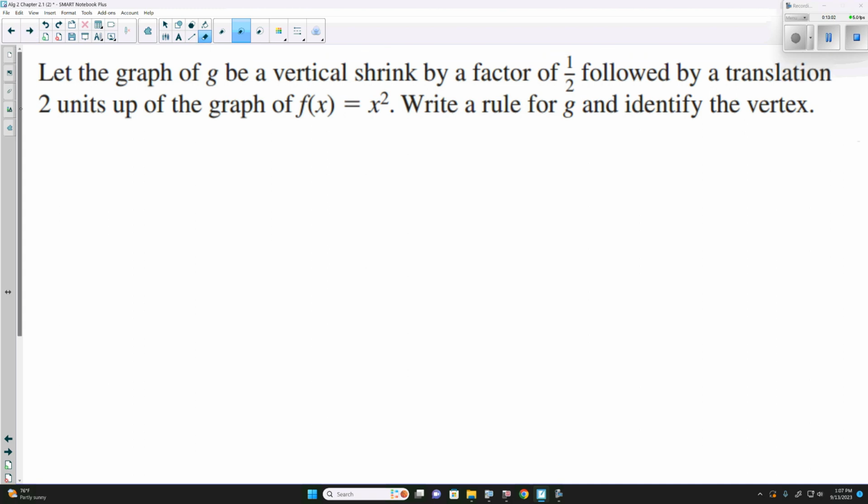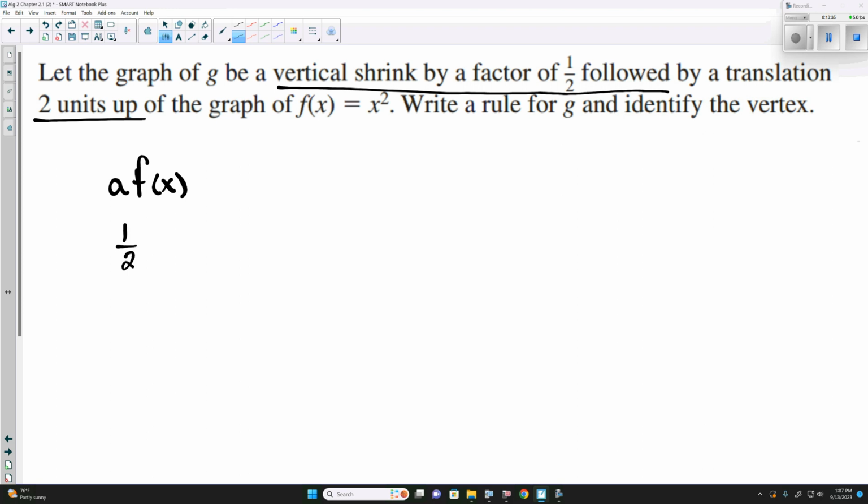Let the graph of g be a vertical shrink by a factor of 1/2, followed by a translation of 2 units up. So the first one we look at is vertical shrink. Well, vertical stretch and shrink, we can apply that transformation by using a times f of x. This is how we can apply the vertical stretch or shrink. Now, the value of a is exactly the factor that we're stretching, or in this case, shrinking it by, so we'll have 1/2 times f of x.